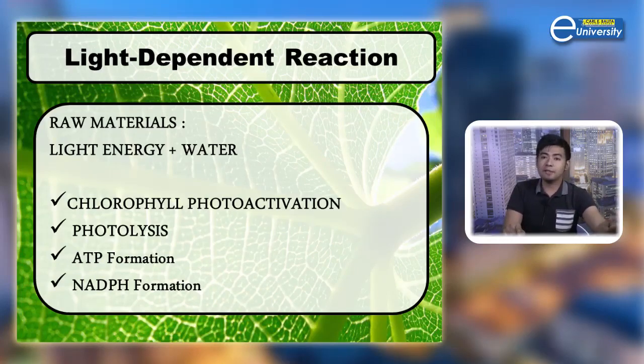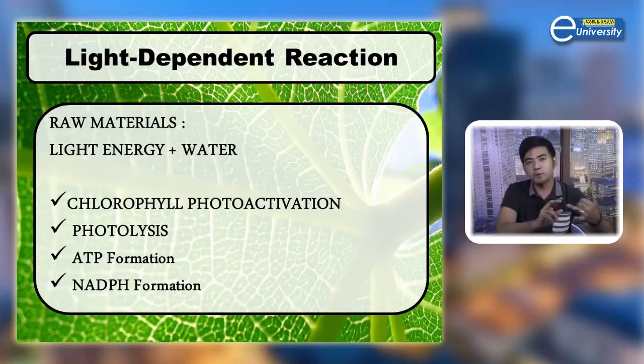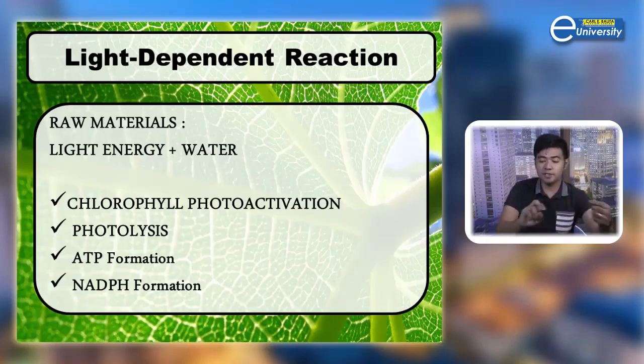So the light-dependent reaction is composed of four main stages. We have the chlorophyll photoactivation, the photolysis, the ATP formation, and the NADPH formation. Again, we have the four main stages: the chlorophyll photoactivation, the photolysis, the ATP formation, and the NADPH formation.